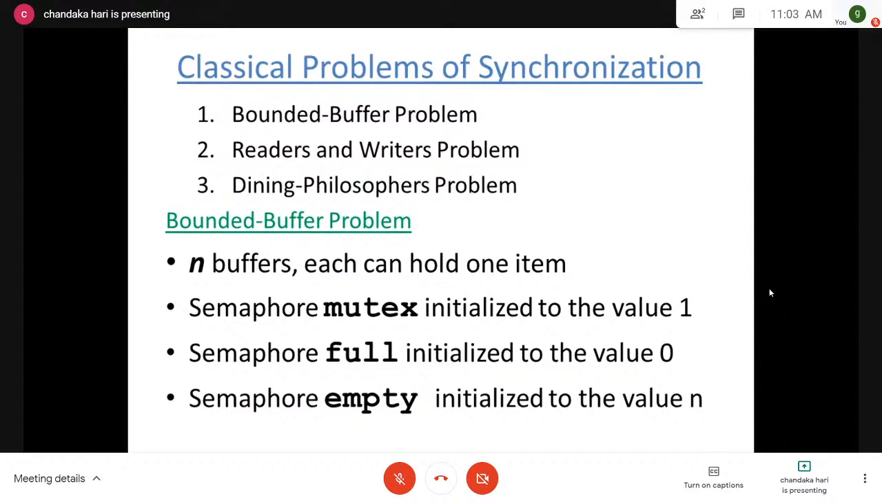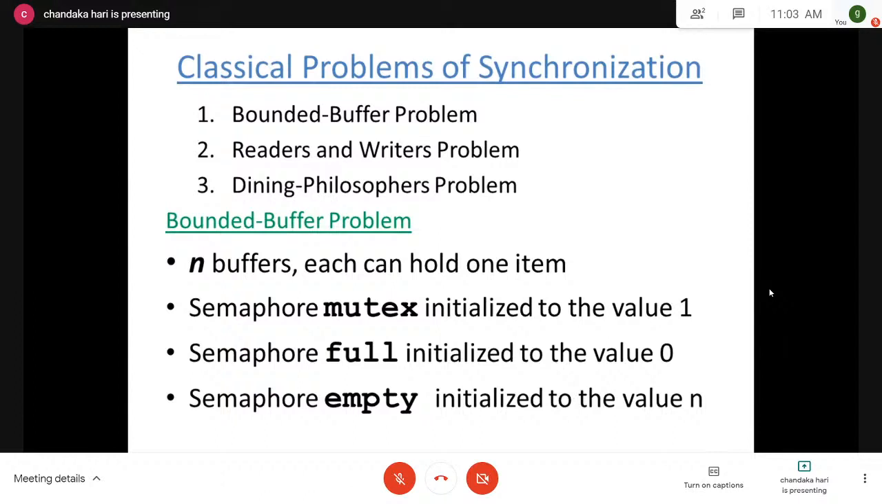It is a large class of concurrency control problems. Among that, we deal with only three problems. Generally, an operating system must implement all of these. Number one, the bounded buffer problem, which we have already discussed earlier.